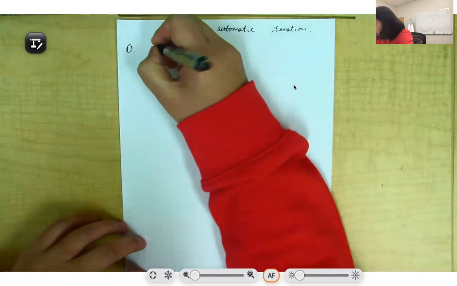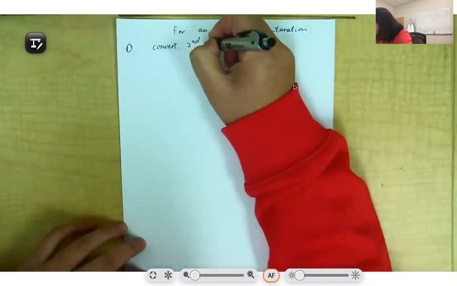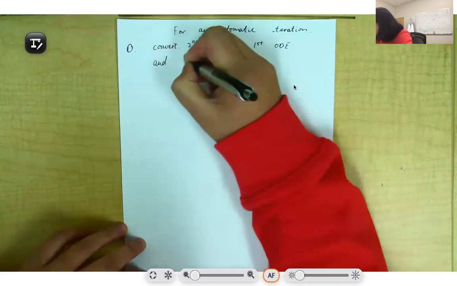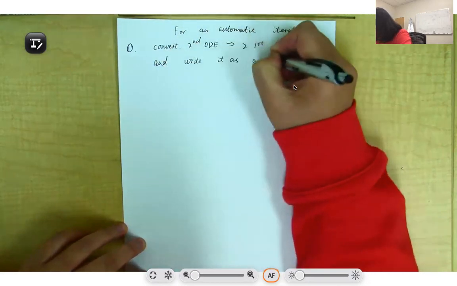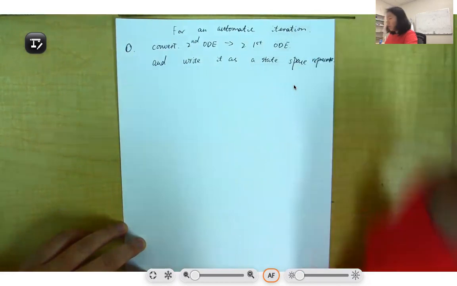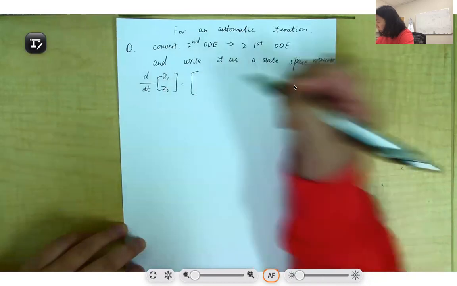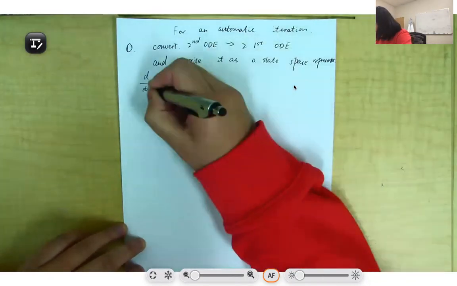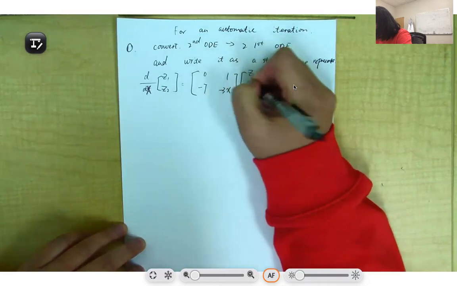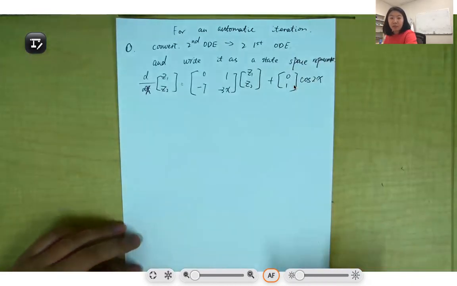First is still convert. Let's still use the second order ODE as an example. So convert the second order ODE into two first order ODEs and write it as a state space representation. So we can write d over dx of z1, z2 equals [0, 1; -7, -3x] times z1, z2 plus [0, 1] cosine 2x. Okay, so that is the state space representation.